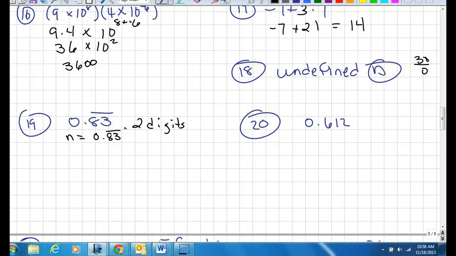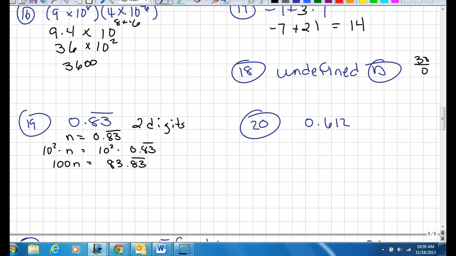Now, we're going to multiply both sides by 10 to the second because we had 2 digits. So 10 to the second times n equals 10 to the second times 0.83 repeating. What is 10 to the second? 100. So 100 times n is 100n equals 100 times 0.83 repeating, which is 83.83 repeating.